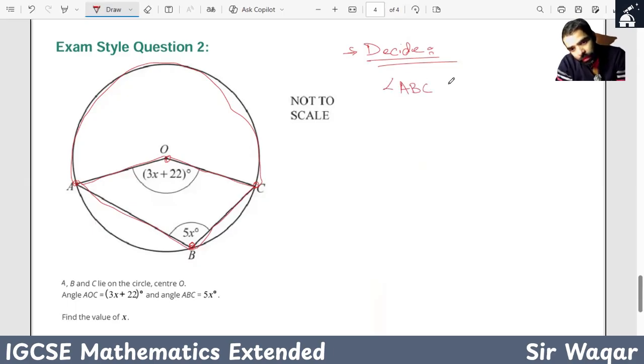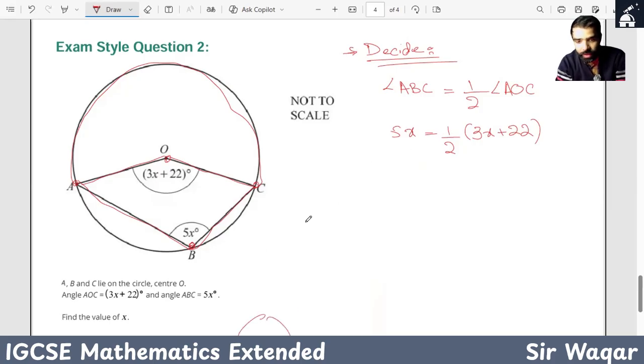ABC is half of the angle AOC, right? Because both are subtended by the same arc AC. Now we will use this property. What is angle ABC? 5x degrees, and then half of AOC. What is AOC? 3x plus 22. I'm ignoring the degree sign because we can find the value of x from here.